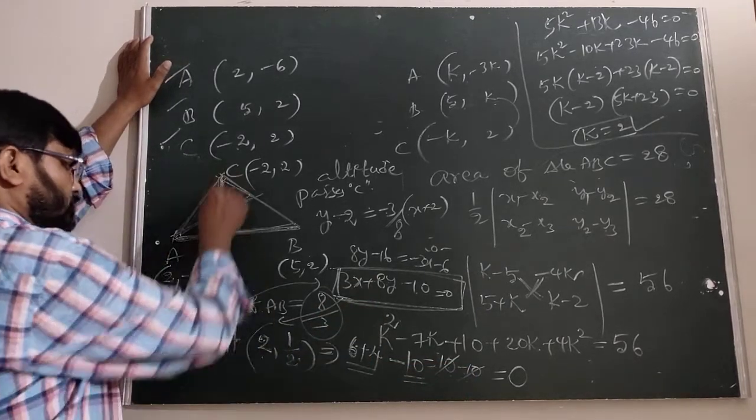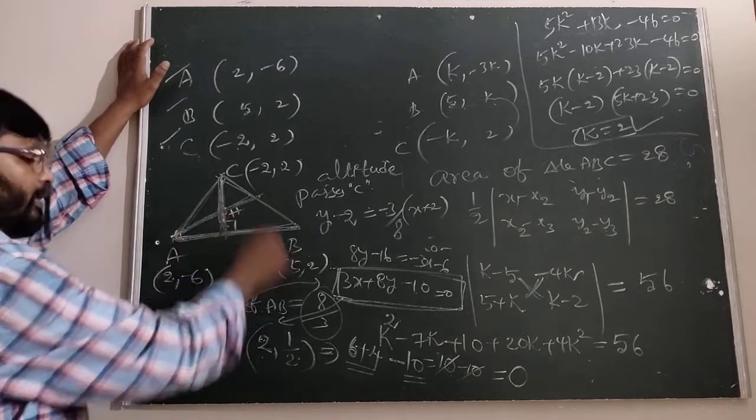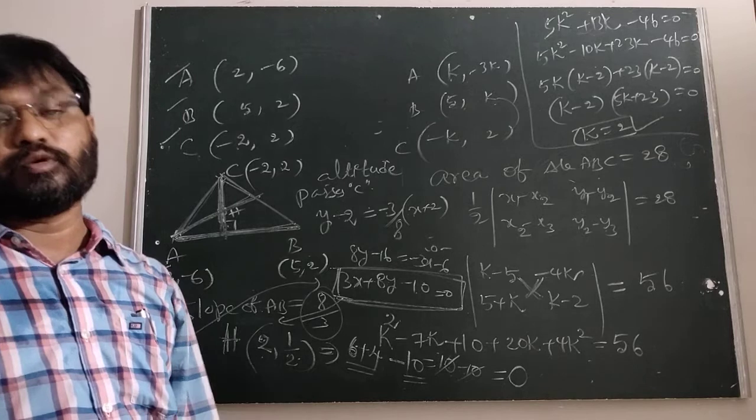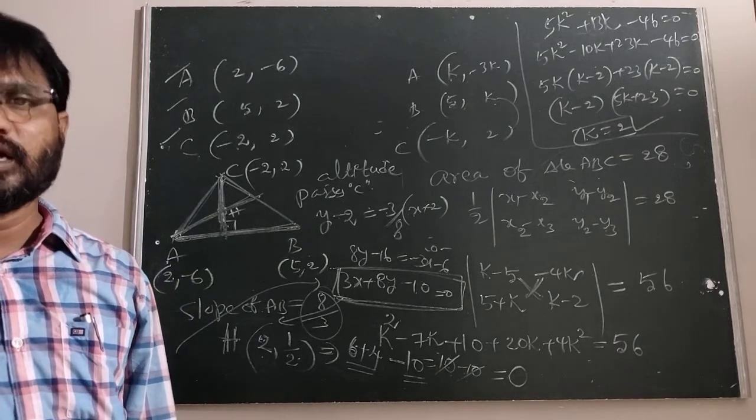The other method is first to find the altitude through C and another altitude through A. The point of intersection is the orthocenter. The point of intersection of the altitudes is the orthocenter.